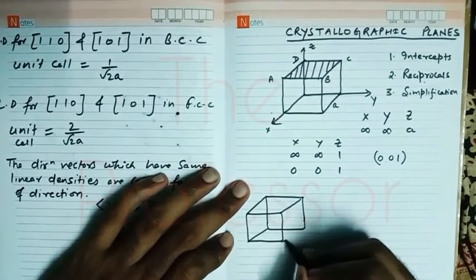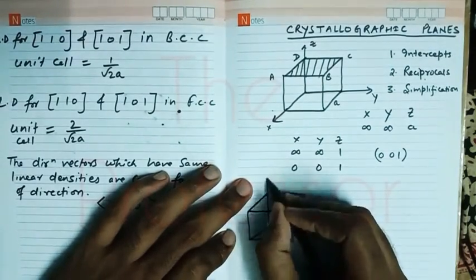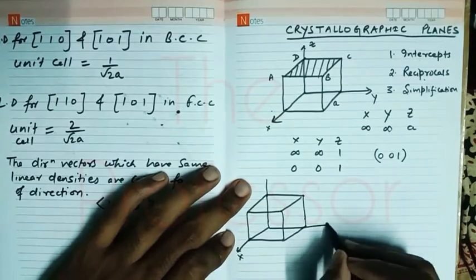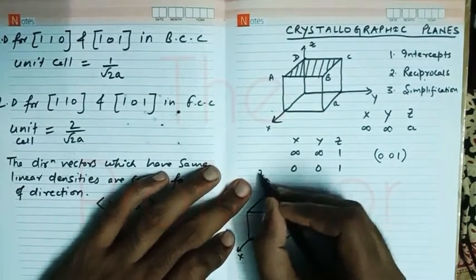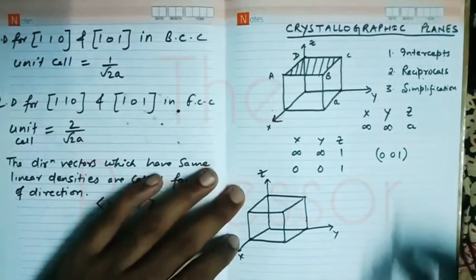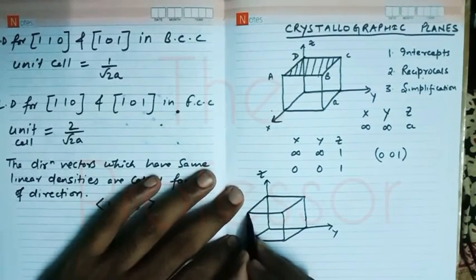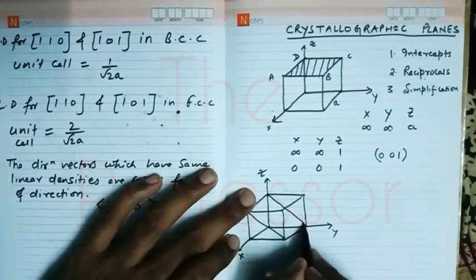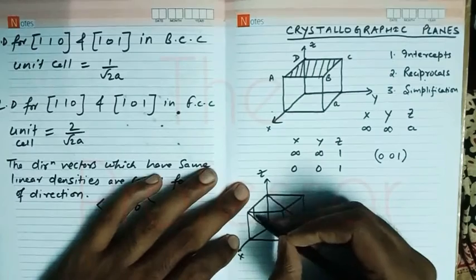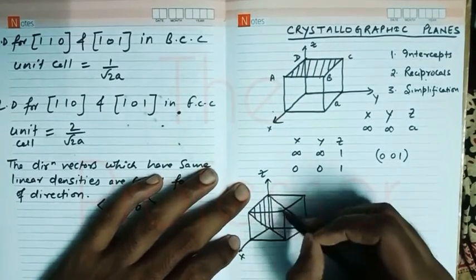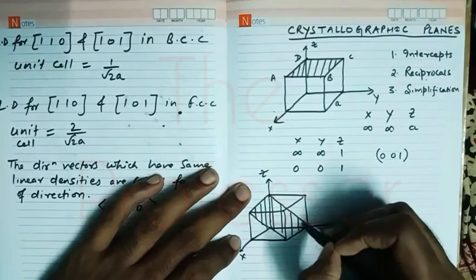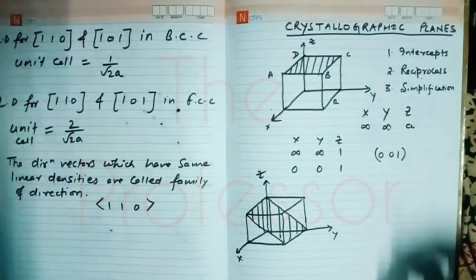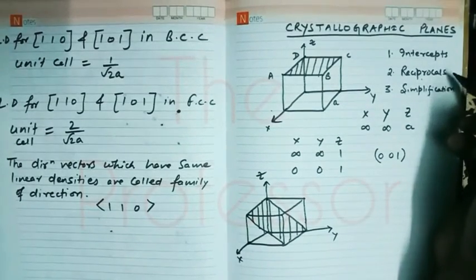This is our unit cell, and these are our axes x, y, and z, and we have to find out the Miller indices for this plane. So how can we find out? Again, we have to follow these three rules.